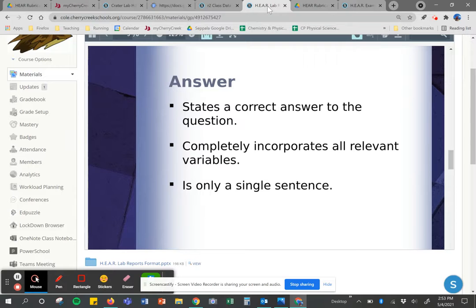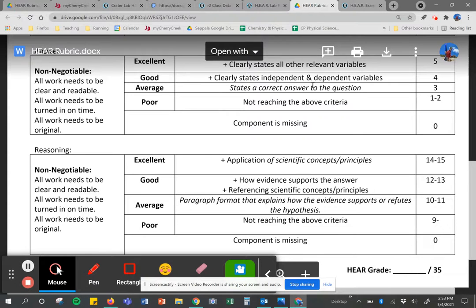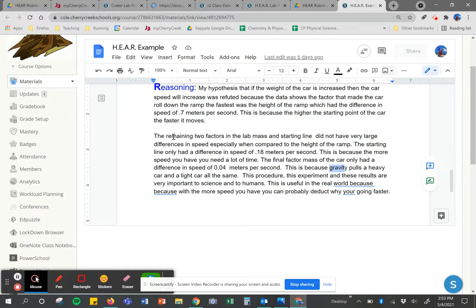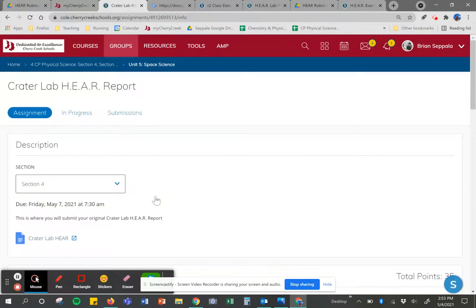So again, here's some class data if you need that. Here's the PowerPoint that we reviewed if you need that. Here's the rubric that you really, really should look at, because this is how I'm going to grade it. And here is the example, which is also on my Schoology page. All of this stuff is present and accounted for.